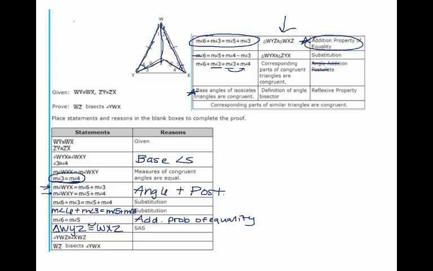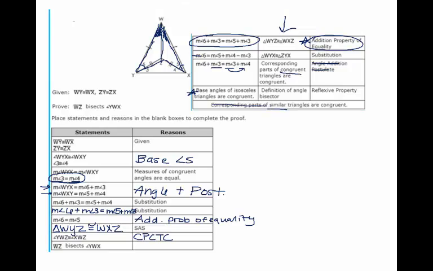Then the next step says that angle YWZ, so YWZ would be this one right here, has to be congruent to XWZ, which would be this one. Almost every single time that you have congruent triangles, if there is a step after this, always see if it is corresponding parts of congruent triangles are congruent. Because that's exactly what this is. Because we know that we have congruent triangles, we know that those parts are congruent. So that's the CPCTC.